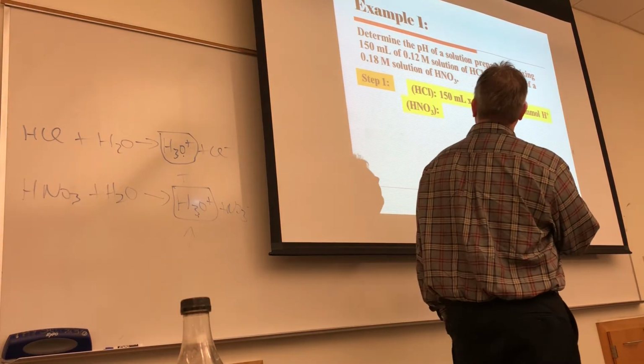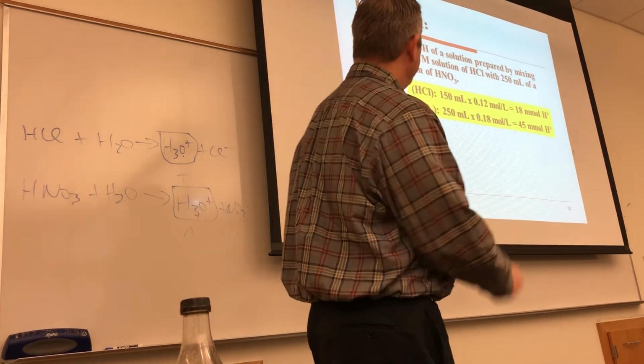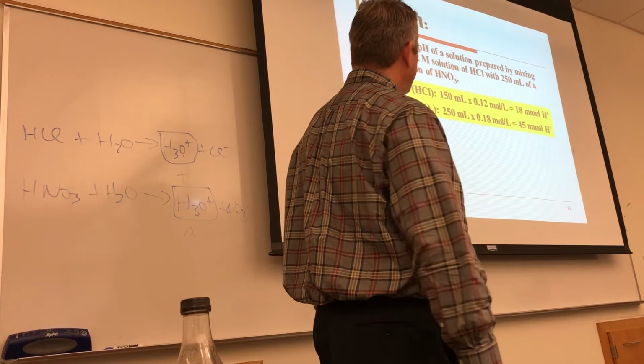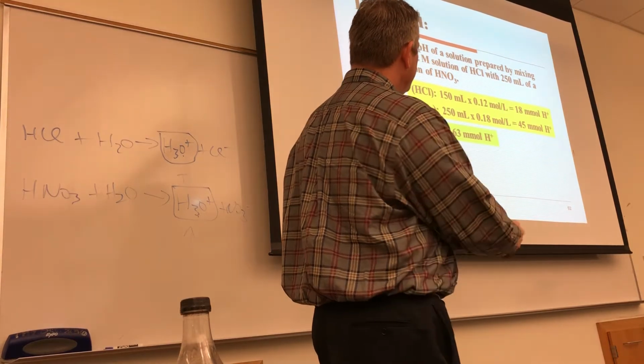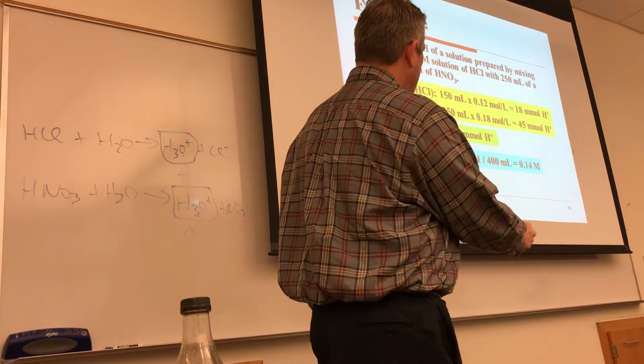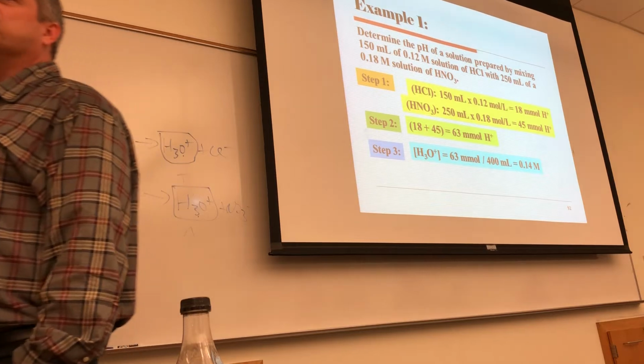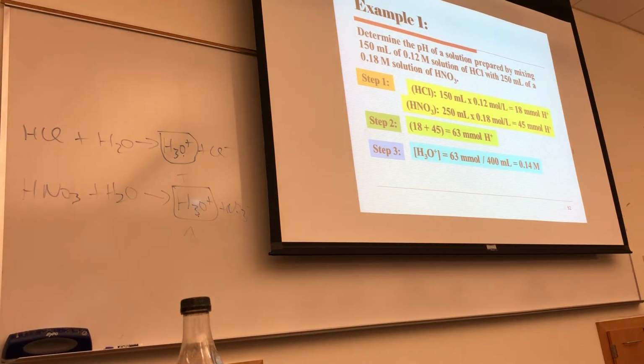So I got 18 millimole coming off of the HCl, 45 millimole coming off of the HNO3. I add those together. I get 63 millimole. I divide by the total volume here, 400. I get 0.14 molar. That's my total hydronium concentration. So from there, I could simply solve for the pH.